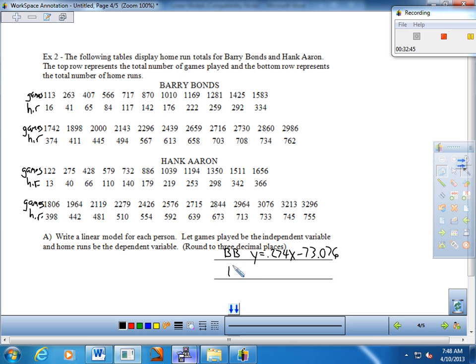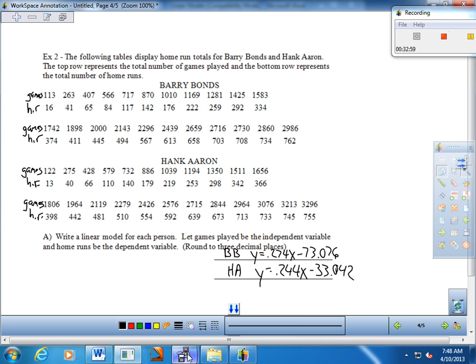There's Barry. Now I'm hoping you did the Hank one, and this is what I got when I did the Hank version of this. I got 0.244x and then minus 33.042. Okay, very good. Two models representing the data there.